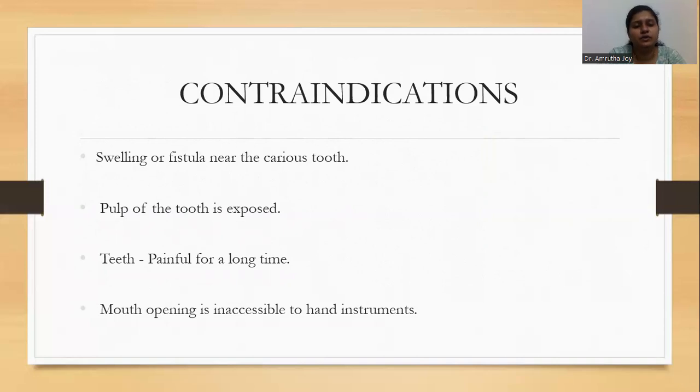Contraindications: if the tooth has swelling or a fistula, the pulp of the tooth is exposed, or the tooth is painful for a longer period of time, or mouth opening is restricted, like in trismus cases, we cannot use hand instruments to access the tooth and prepare the tooth. In such cases, we cannot use ART.